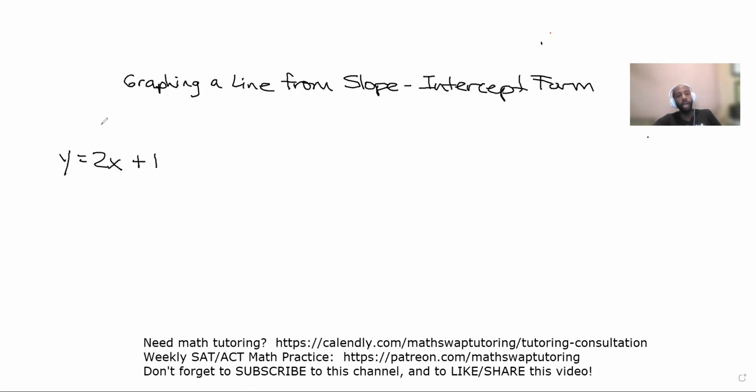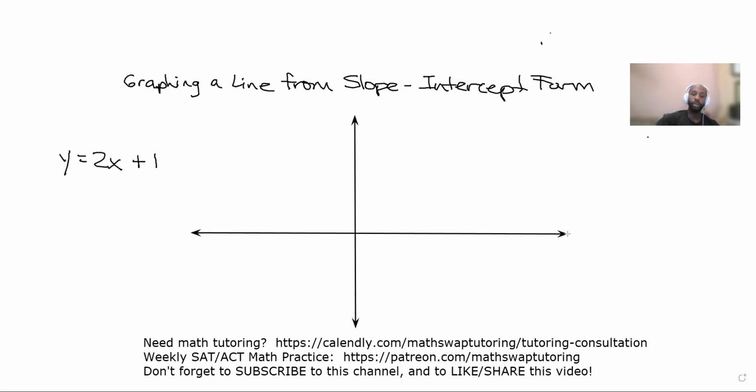All right. Now, you can go about it a couple of different ways. So let's check it out. Let me go ahead and draw a y-axis and an x-axis. So label the axes. All right. So remember, this is your slope. This is your y-intercept.